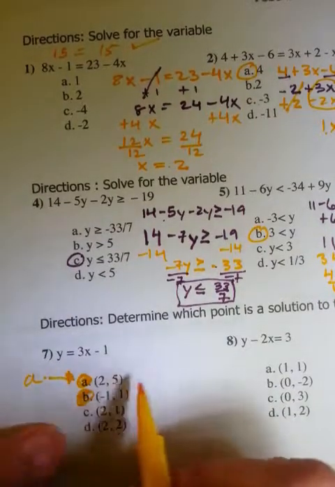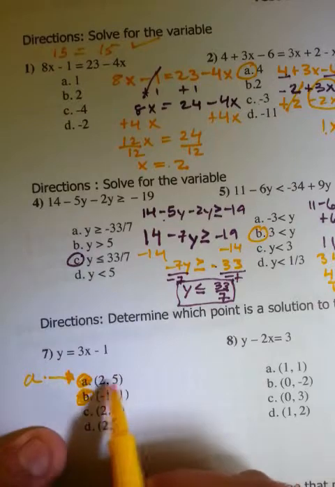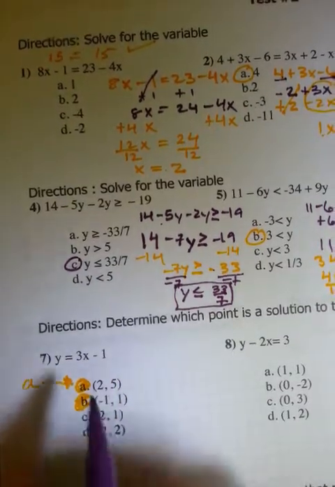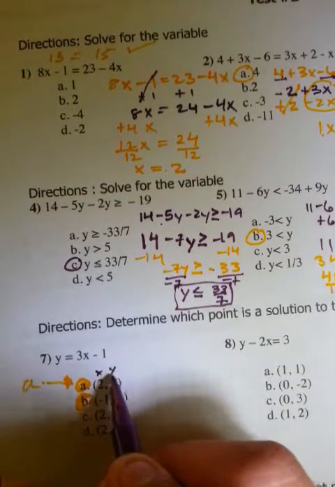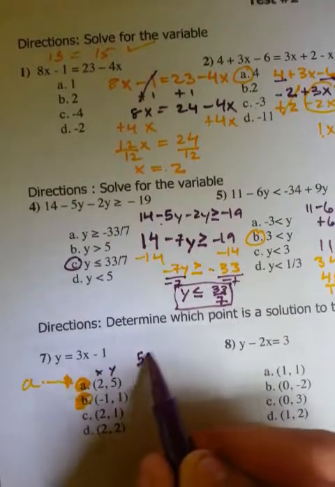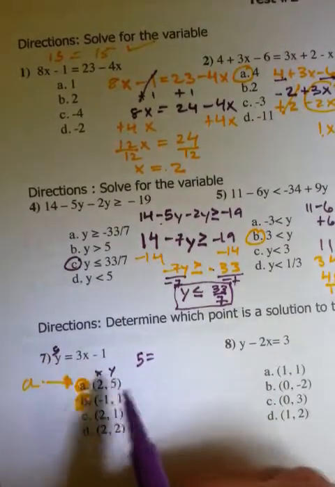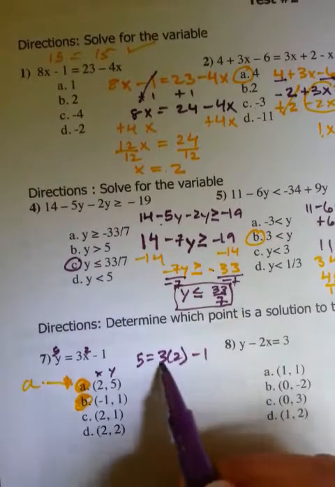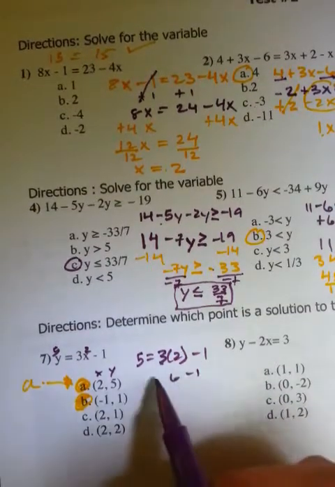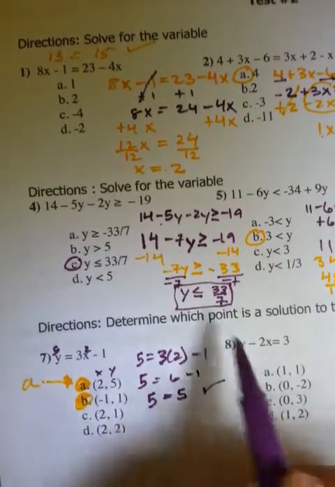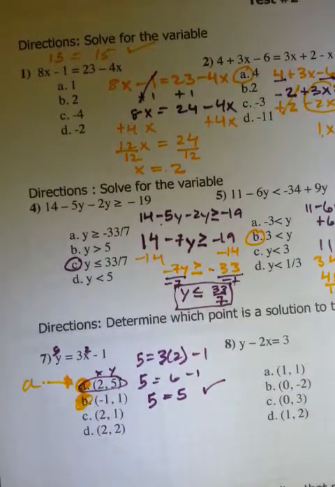Why is it correct answer A? Because when you plug in this ordered pair 2, 5, you get a true statement, and I'll show you what I mean by that. My x value is 2 and my y value is 5. So therefore I'm going to go ahead and substitute into my equation. 5 is equal to, and I'm plugging in the 5 in here and the 2 in here. So 3 times 2 minus 1. Well, 3 times 2 is 6. And 6 minus 1 is 5. Therefore, this is a true statement. So the correct answer is A.